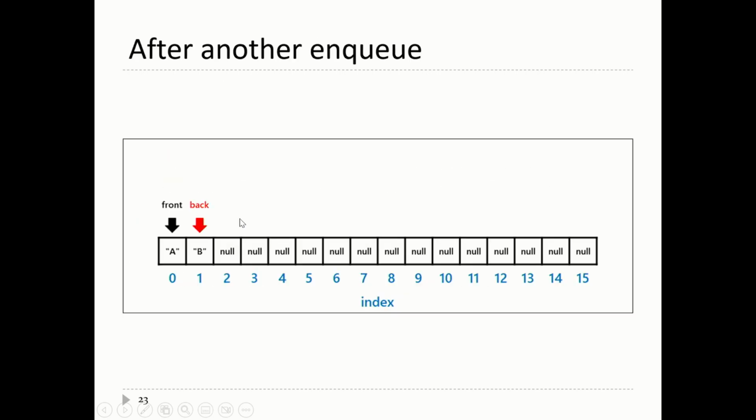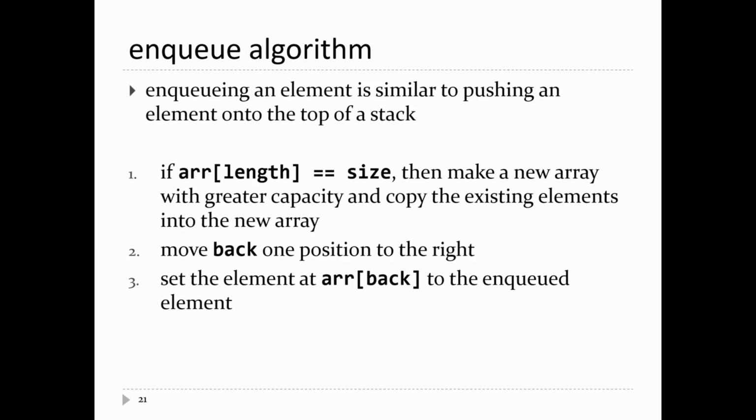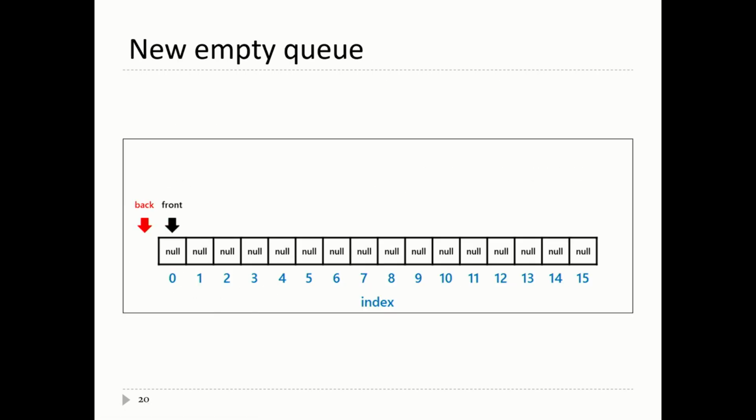Let me just quickly check through these slides. Front is going to refer to the element that's currently at the front of the queue, unless the queue is empty. So here's my array. I can hold 16 elements. Front points at 0, and back is pointing at, I guess, -1 in this case. So back is less than front.